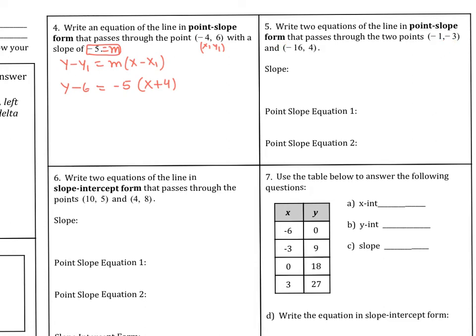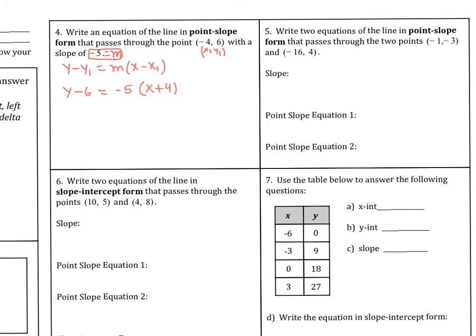Now instead of a slope and a point, two points are given. The first thing you want to do to answer this question is find the slope. So assume this one is x1, y1 and this is x2, y2. So y2 minus y1, over x2 minus x1: 4 plus 3 divided by negative 16 plus 1. So that's going to be 7 over negative 15.